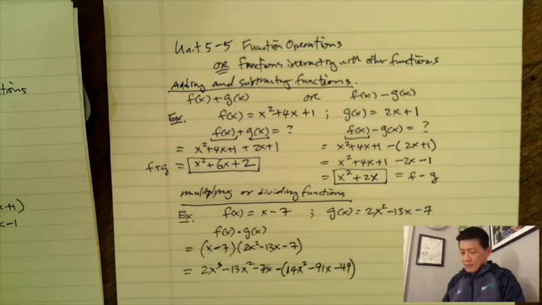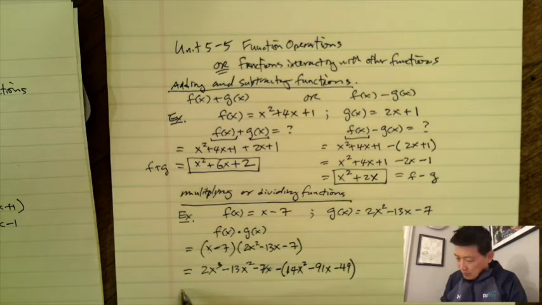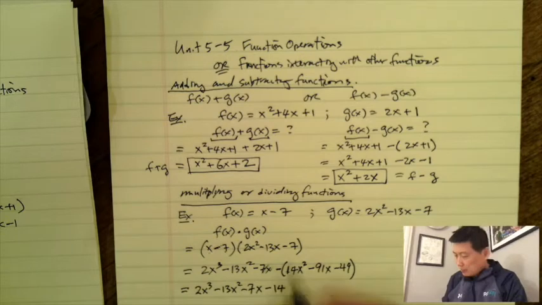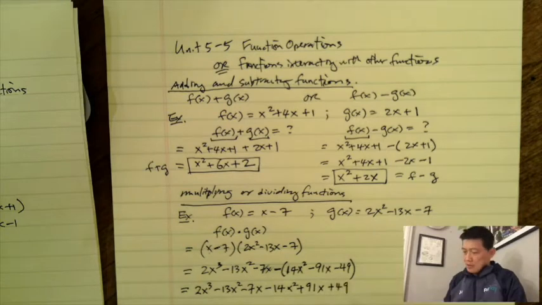Alright, so I will combine like terms. Oh, actually, I'm going to simplify this. So 2x cubed minus 13x squared minus 7x minus 14. Now I'm getting rid of the parentheses, but I will be distributing the negative outside the parentheses. So it's negative 14x squared plus 91x plus 49.